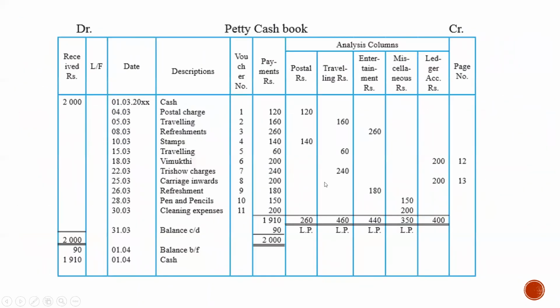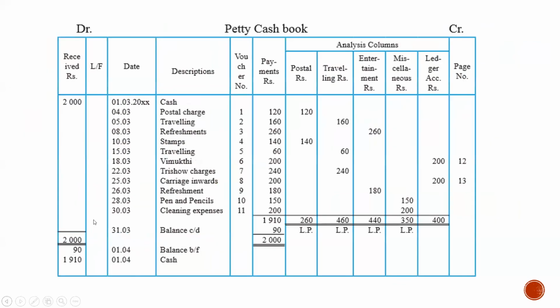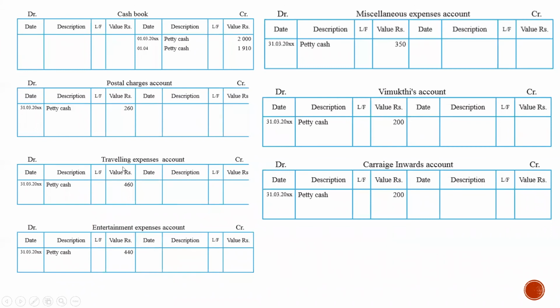Next, the postal column's total is 260. So in the postal charges account, the ledger account, we debit 260. We don't divide it and write, we post it directly. If it is traveling expenses, we take the total. If it is entertainment expenses, we take the total. See, 460 and 440. Here, traveling expenses 460, we write petty cash. Entertainment expenses 440, we write petty cash. Likewise, we are recording them. I hope you got an idea, right?